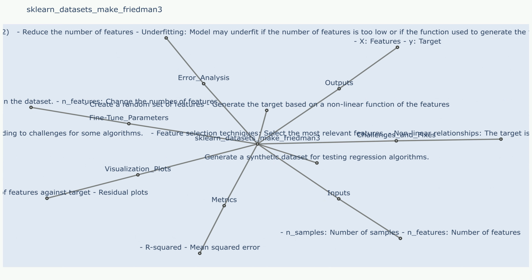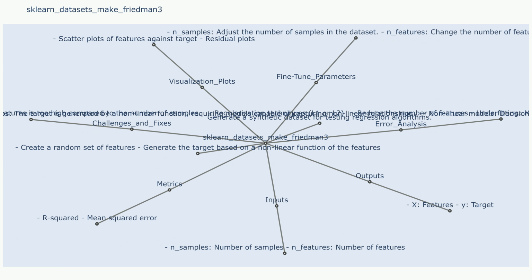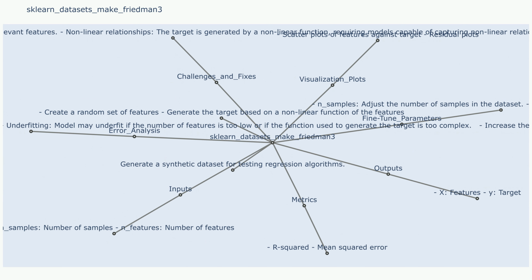Steps. The function starts by generating n_samples random samples for each of the n_features. It then calculates the target variable y based on the following formula. y = 10 sin(π x0 x1) + 20 (x2 - 0.5)^2 + 10 x3 + 5 x4. This formula incorporates nonlinear interactions between the first two features, a quadratic term for the third feature, and linear terms for the remaining features. Metrics.